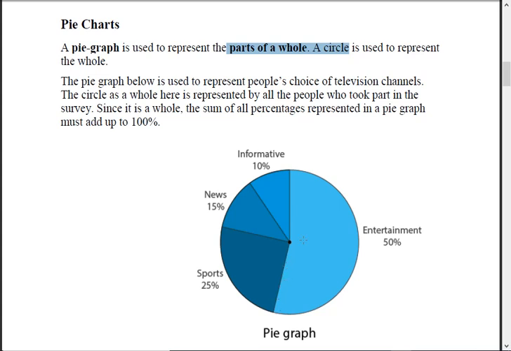Of course, this is drawn wrong, because entertainment, if it's 50%, it should be a straight line, it should be a diameter, right? So this is a bit of a mistake, ignore it. The circle as a whole is represented by all the people who took part in the survey. Since it is a whole, the sum of all percentages shown in the pie graph must add up to 100%. So if you add all these, it will definitely be 100%, because the pie graph is always 100%.